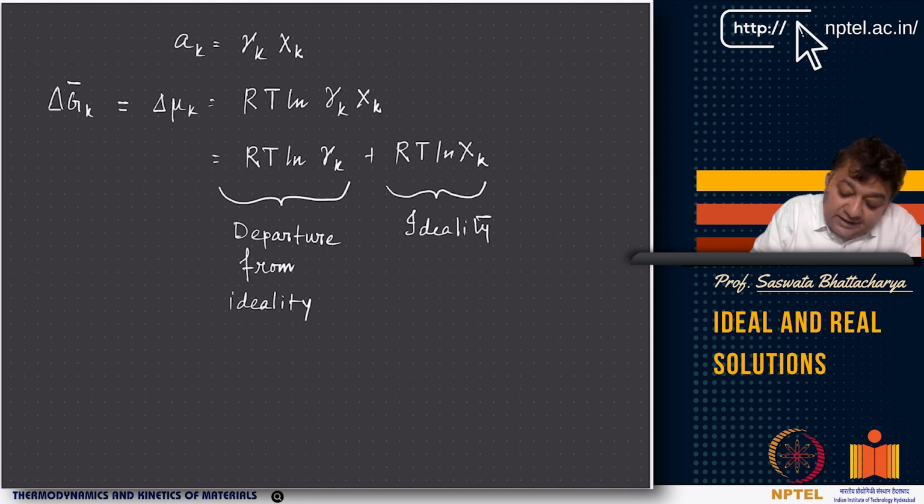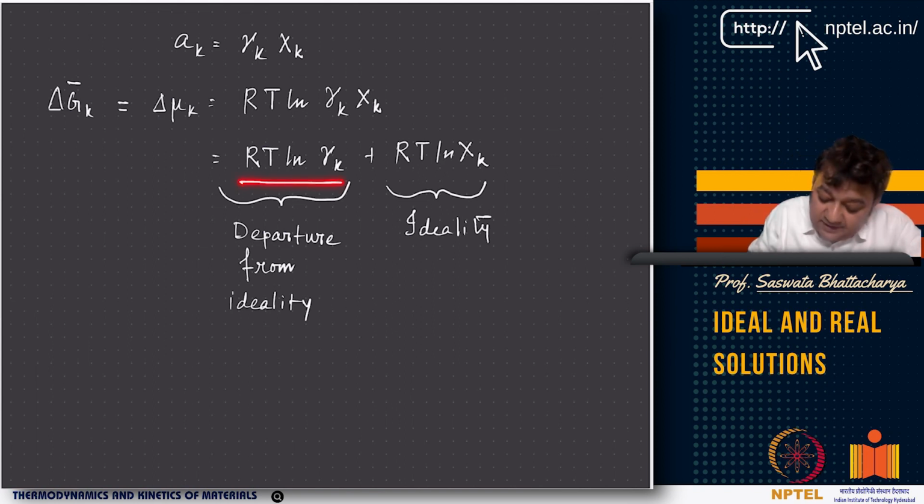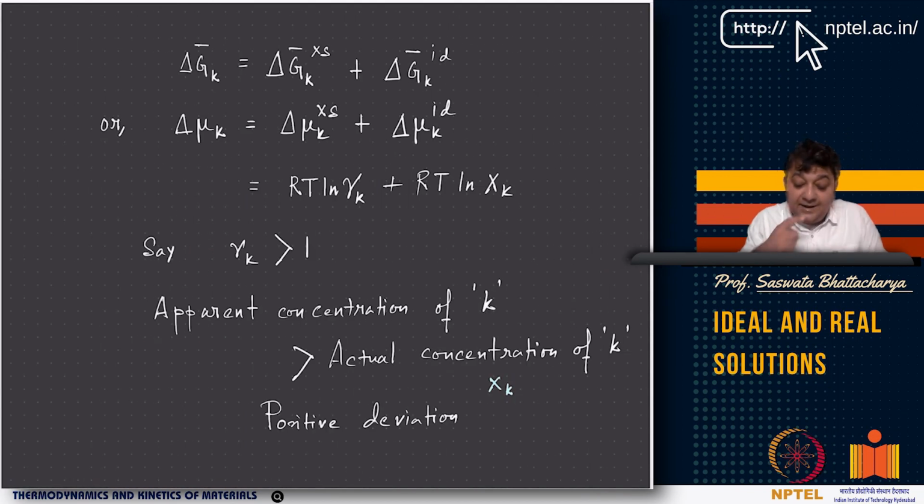Now, as you know, Ak equals gamma k xk, and delta gk bar equals RT ln gamma k xk, so now you have RT ln xk, right? You already know delta gk bar equals RT ln xk for an ideal solution, which you have defined where there is no interaction between particles. So RT ln gamma k denotes the departure from ideality, right?